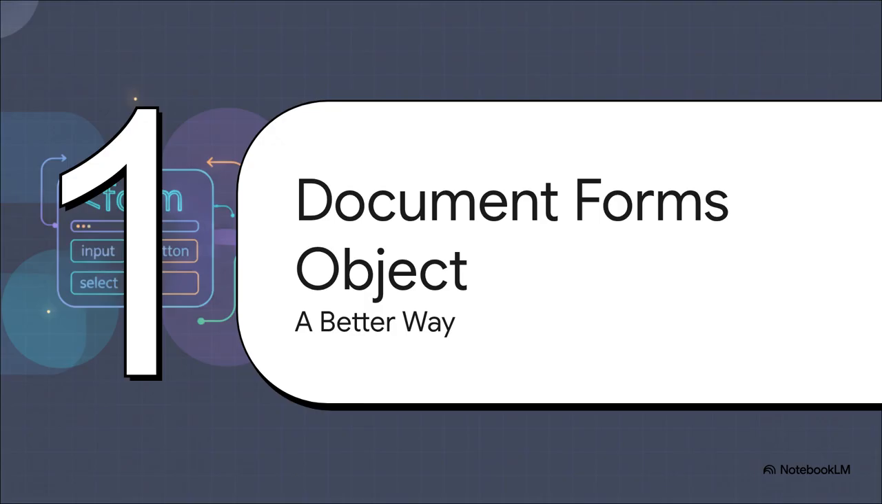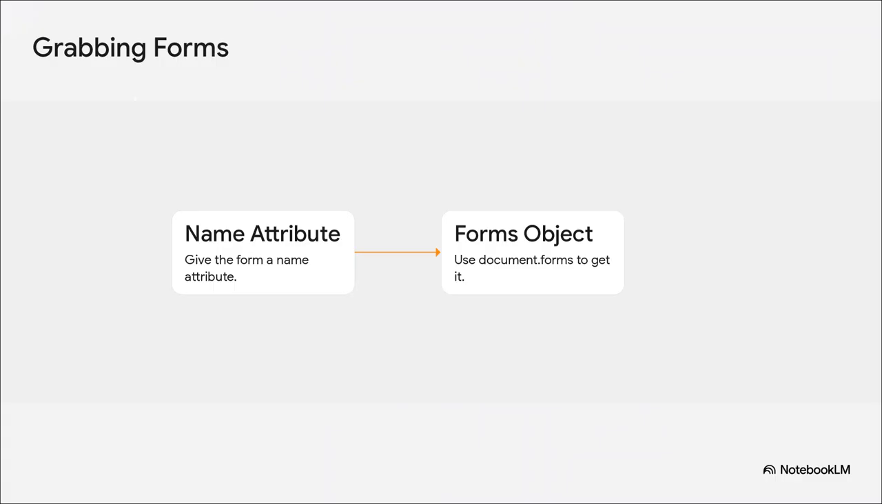All right, section 1, the document forms object. Let's jump straight in and see how we can target an entire form dynamically without needing to spray ID attributes all over our HTML. The secret here really relies on two simple steps. First off, if your HTML form has a standard name attribute, let's just say name equals myform, you can actually bypass IDs completely. No more ID soup. Second, you just jump into your JavaScript and target it directly using the document.forms object, followed by the form's name.